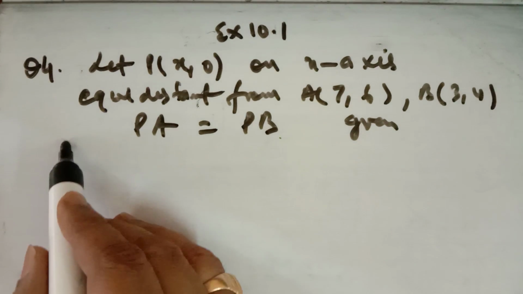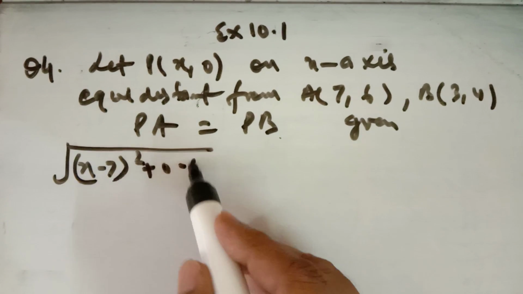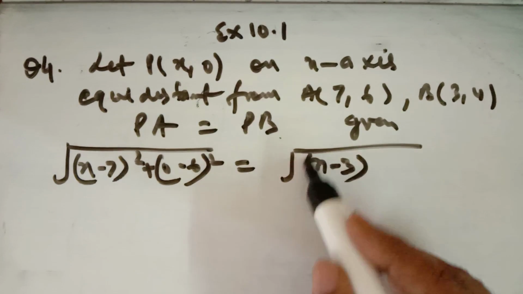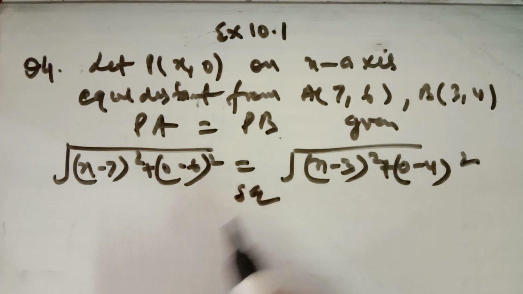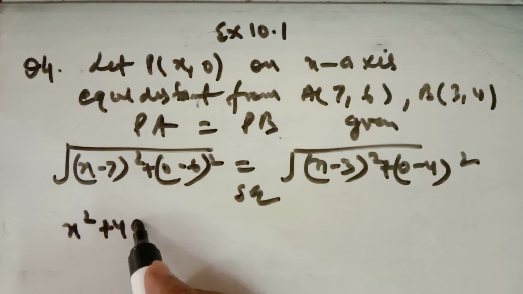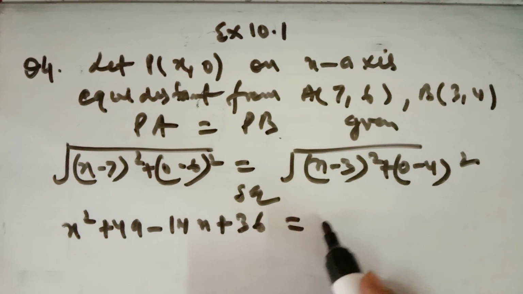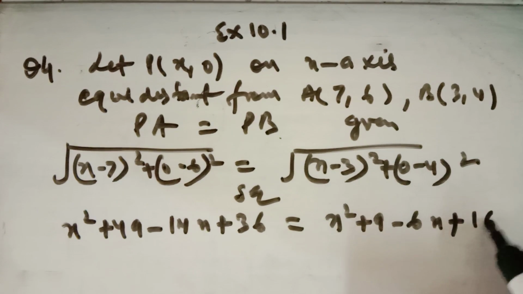So use the distance formula. PA will be the square root of (x minus 7) whole square plus (0 minus 6) whole square, equal to PB, the square root of (x minus 3) whole square plus (0 minus 4) whole square. When you square both sides, the square root will be cancelled out, and you get x square plus 49 minus 14x plus the square of minus 6 which is 36, equal to x square plus 9 minus 6x plus the square of minus 4 which is 16.